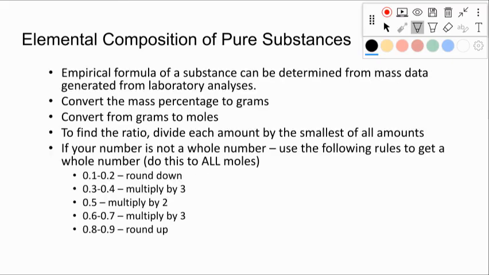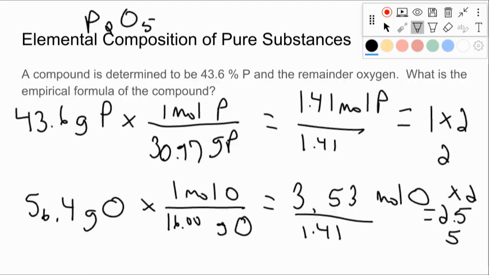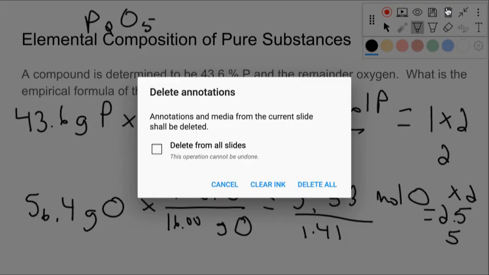So if I go all the way back here, this is where I used my steps. On the other ones, we were getting 0.1, 0.2 once we divided through by it, or 0.8, 0.9 when we divided through by it. But this time we ended up with 0.5. So I have to multiply all my moles by 2 to be able to get that to the right number. And when I do that, then I end up with my whole number ratios.